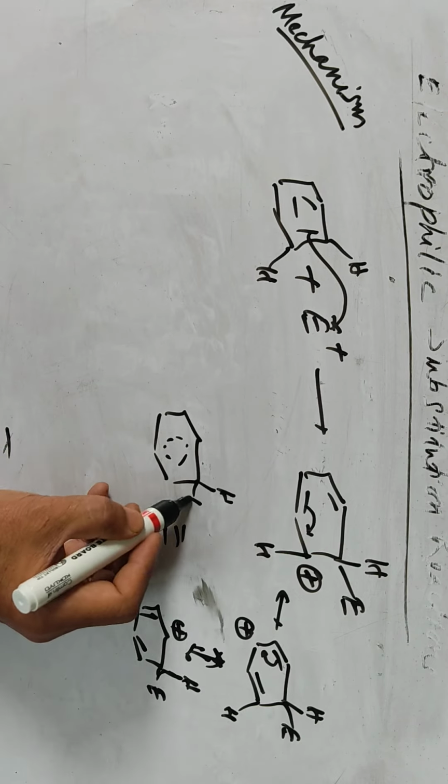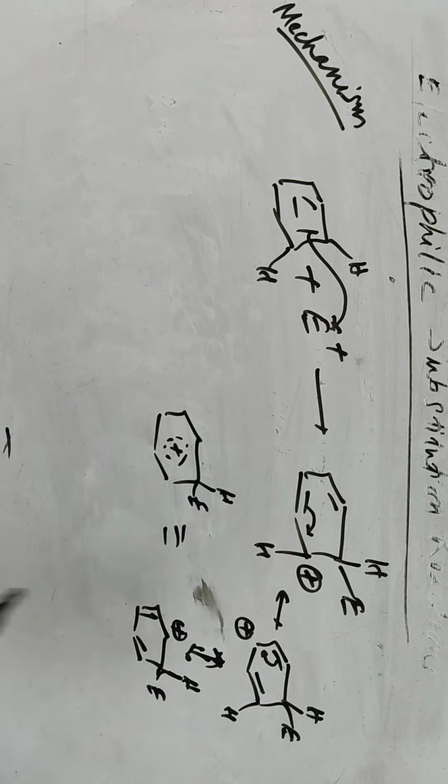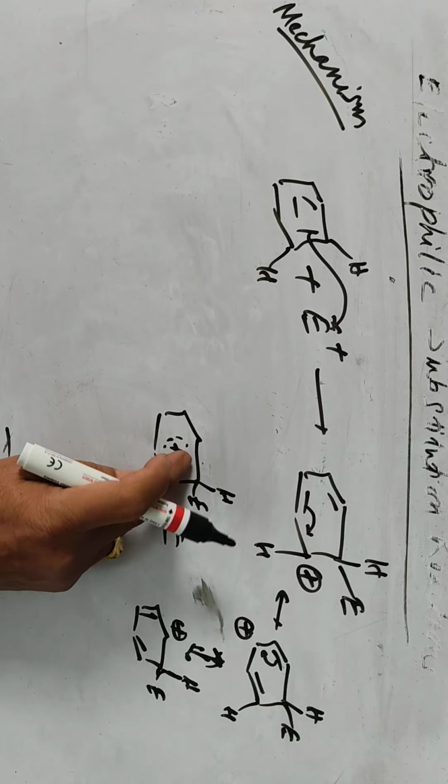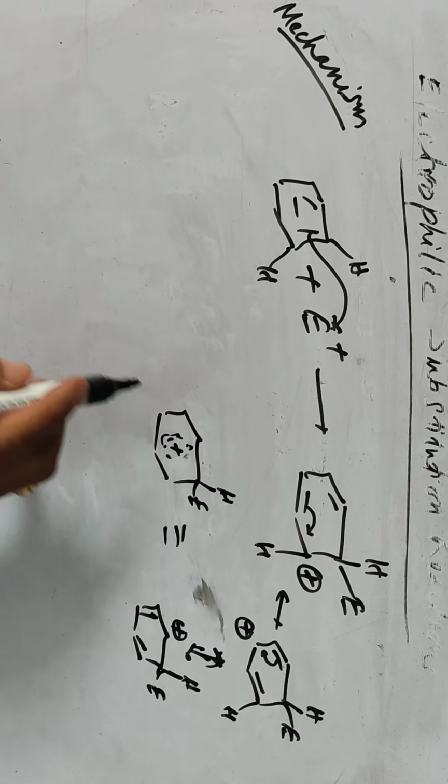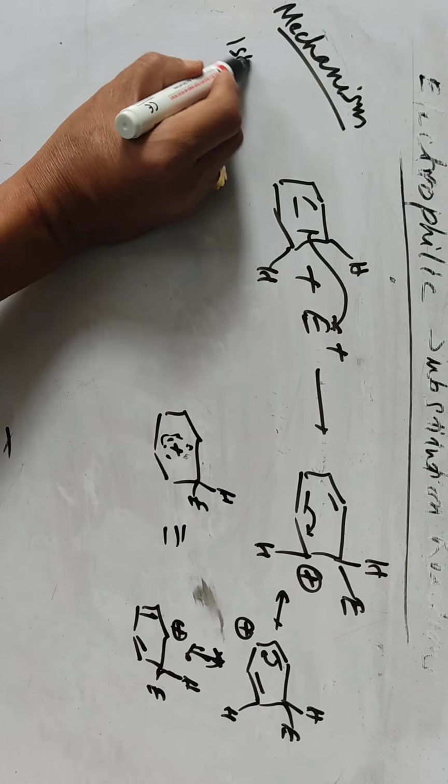E and then positive charge. So in this way they localize all this. We can write this from here to here. So finally, this is the first step of the mechanism.